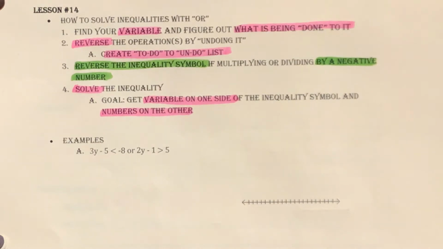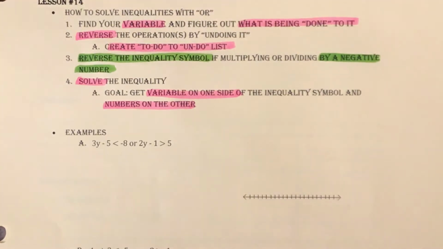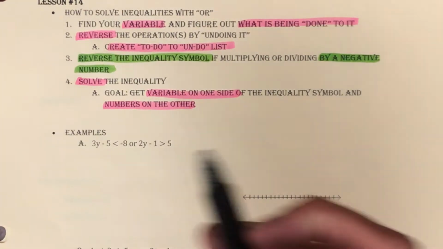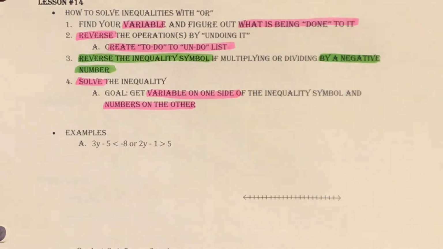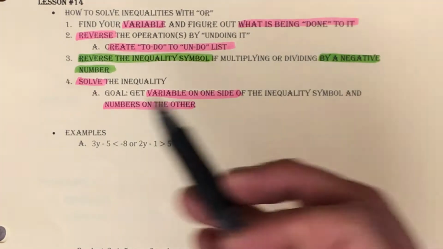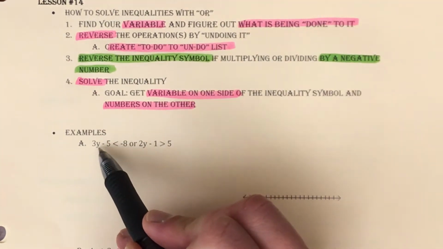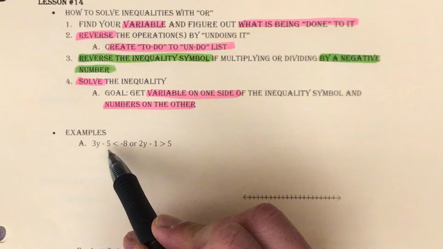All right, so let's take a look then at these. Example A says 3y minus 5 is less than negative 8, or 2y minus 1 is greater than 5. So the first thing I want to do is just look at the one on the left. 3y minus 5 is less than negative 8. So find my variable. Here it is, the y. Figure out what's being done to it. Well, there's a 3 and a minus 5.